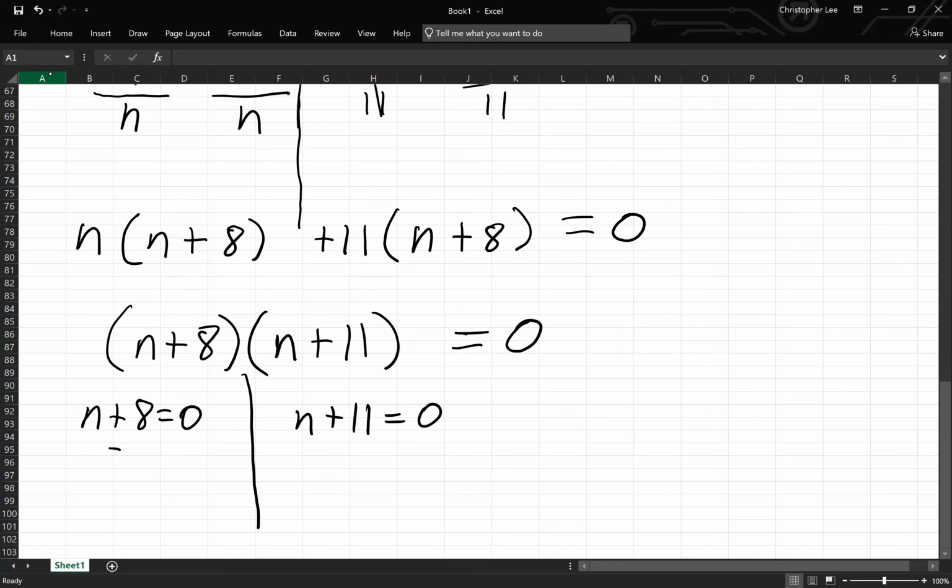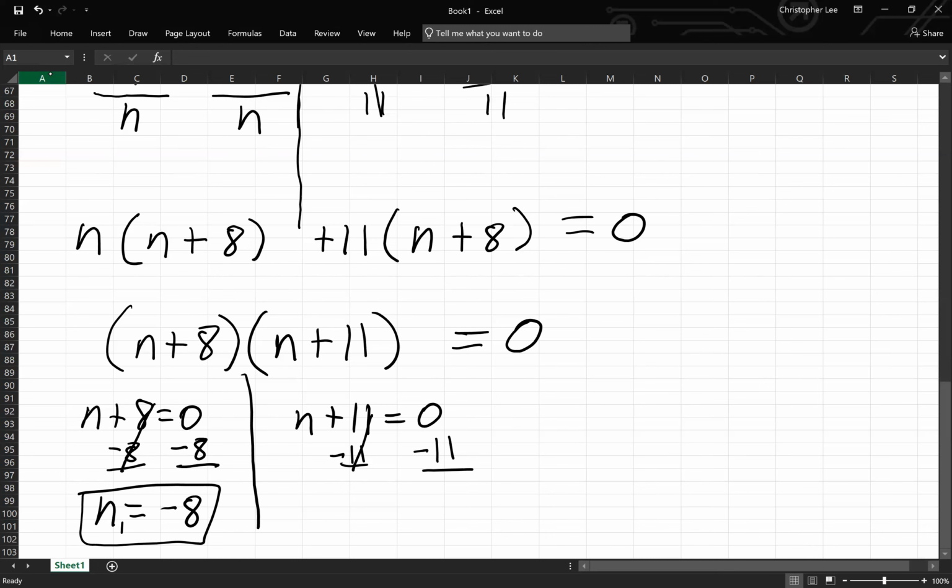So I'm going to subtract 8 from over here, and what I do to one side, I have to do to the other. So now I have n is equal to negative 8, say n1. And then over here, I want to solve for n, so I'm going to subtract 11, but what I do to one side of the equation, I have to do to the other side. So now I have n2 is equal to negative 11. And then these are my answers right here.